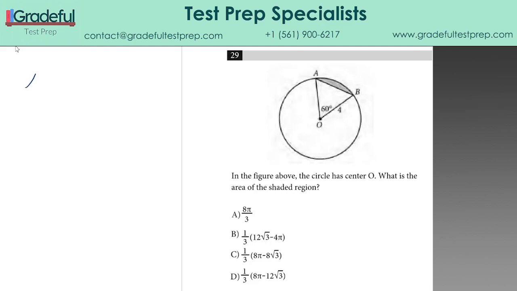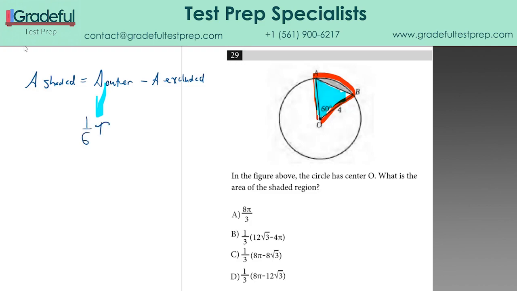For question 29, we're dealing with the area of a shaded region, and the area of a shaded region is going to be the area of the outer whole region minus the area of the excluded piece. So for us, that means the area of the pizza slice minus the area of the equilateral triangle inside of that pizza slice. So the pizza slice is pretty easy to find. It's 1/6 of the area of the circle, which is pi r squared, so pi times 4 squared. Now how do we know it was 1/6? Because it's 60 degrees out of the whole 360 degrees of the circle.